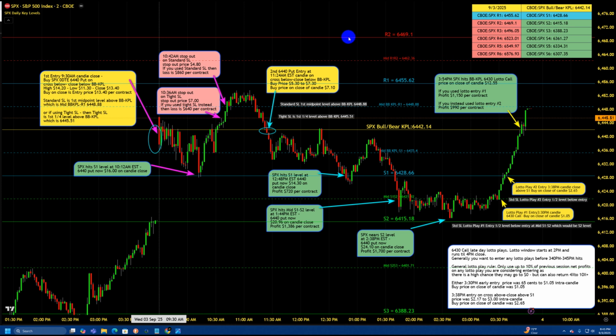So let's say as an example here on the R2 level, even though we don't have the mid R2 R3 level here, you would use the standard stop loss here, which would be the mid R2 first midpoint above the R2 level, which would be mid R2 R3, and if you had a tight stop loss, it would be the first quarter level above R2.